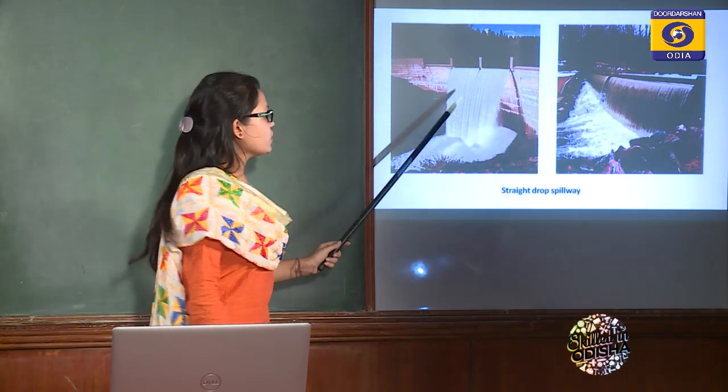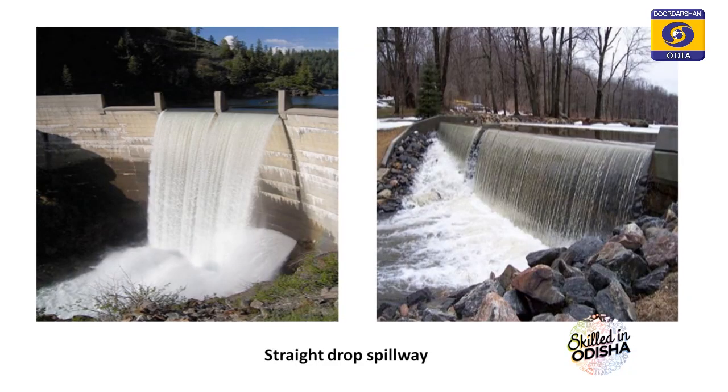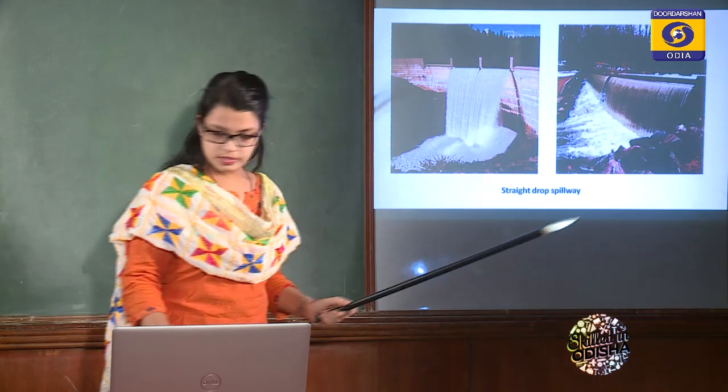Then see, this is a picture which shows a straight drop spillway. You can see water is falling freely under the influence of gravity, and you can see it is not touching the downstream face. It is falling at a distance from the downstream face in both the cases.